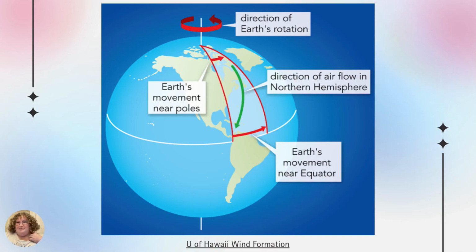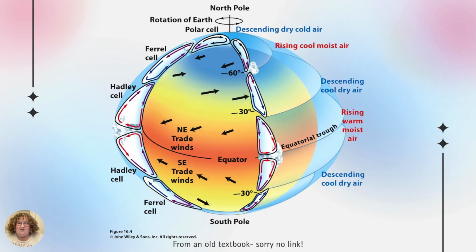And so it's, like I said, an apparent force, but it makes it turn in our view, from our viewpoint, to create these different general wind patterns at the surface. And here's another example.